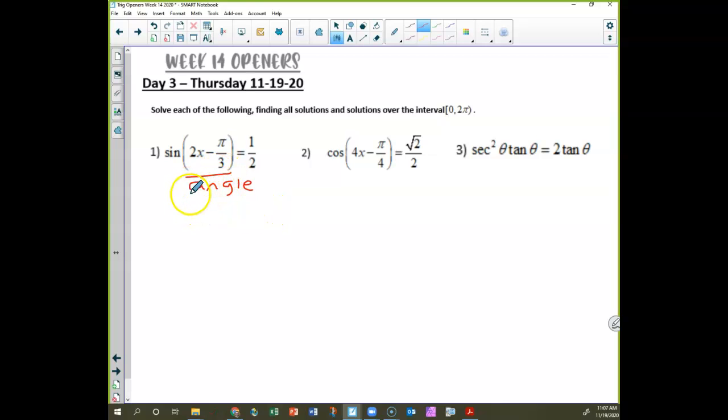Now, some of you seem to like it helps you to actually write that as an angle. So you put in a substitution where you're letting theta be 2x minus pi over 3. I would say, by all means, please, if that visual representation helps you, please do that. But what's much more important is you understand all I need to know is what angle do I take the sine of and get a half.